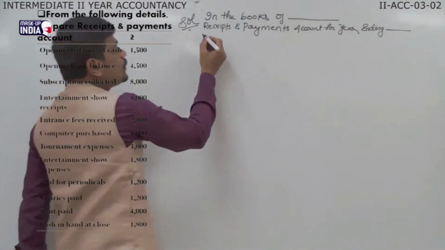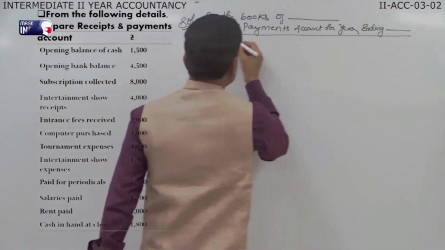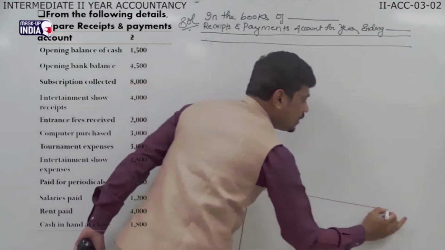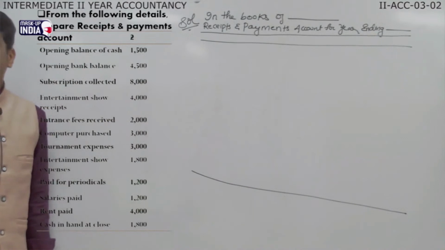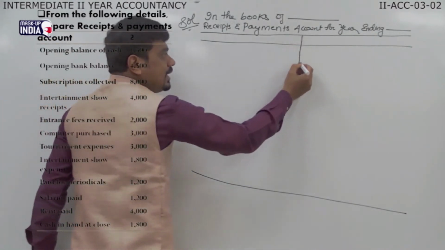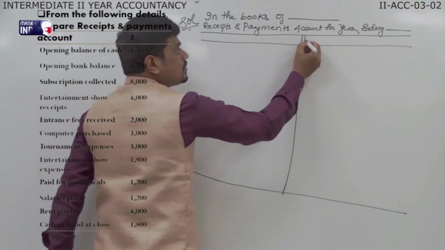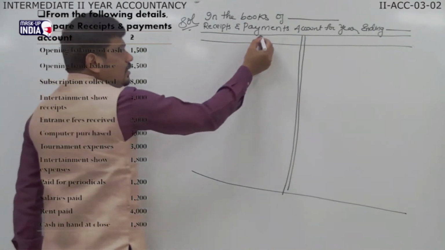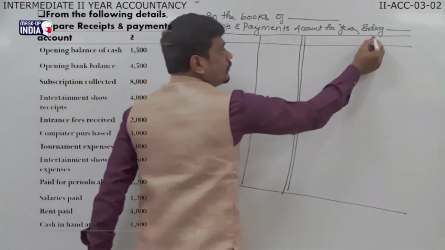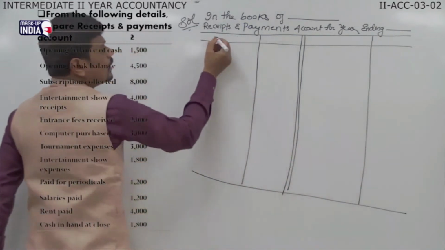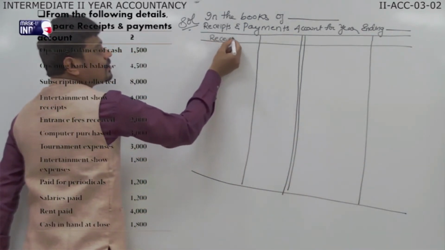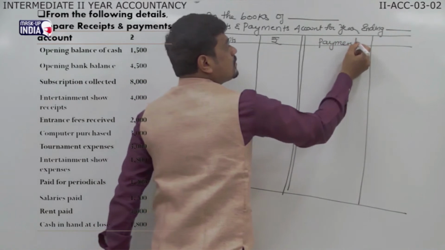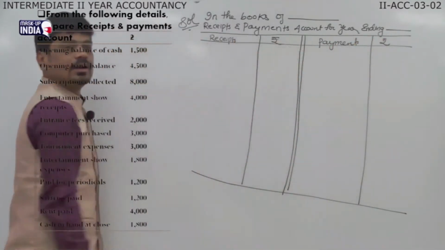Okay. Now we are going to draft the receipts and payments account, and that should be about 8 to 10 lines. We'll draw the account. Now keep the scale in the center and divide into two parts, that is the receipt side and the payment side. Then the amount column, amount column. Now here we are going to write receipts, rupees. Here we are going to write payments and rupees. That is nothing but debit side and credit side.